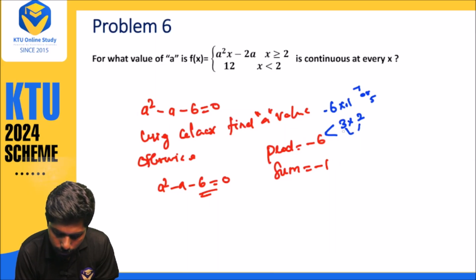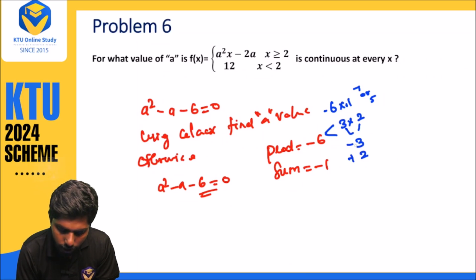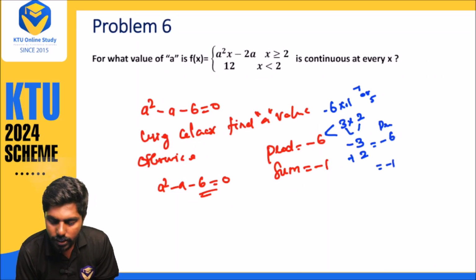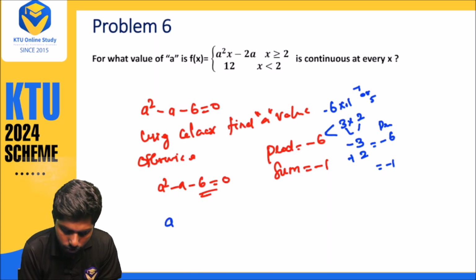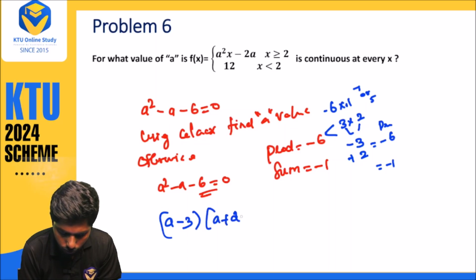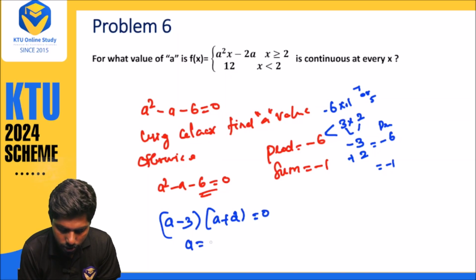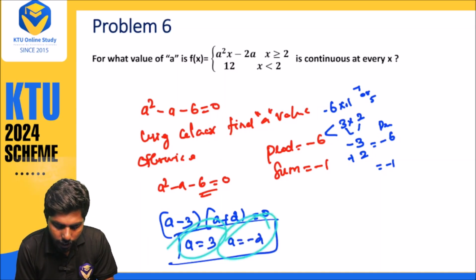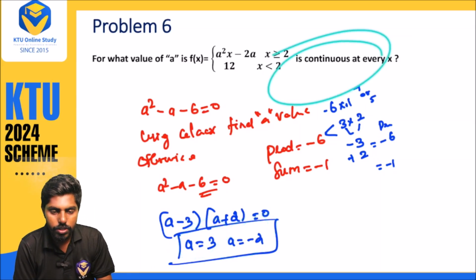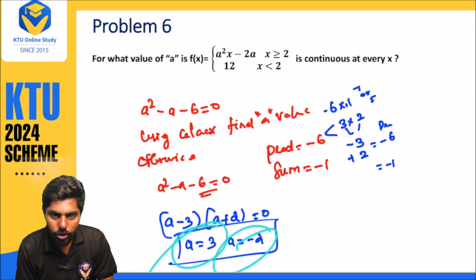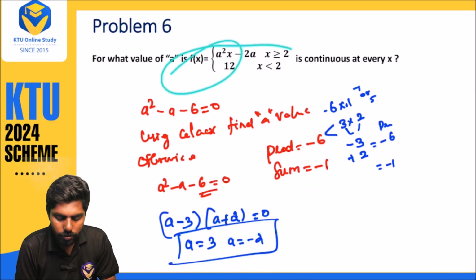Here if you observe, what will happen? When I am putting minus 3 and 2, minus 3 into 2 becomes minus 6, and when I am adding, it becomes minus 1. Product will become minus 6 and sum minus 1. So I can say (a minus 3)(a plus 2) is equal to 0. That is a is equal to 3 and a equal to minus 2. For a equal to 3 and a equal to minus 2, f(x) is continuous.